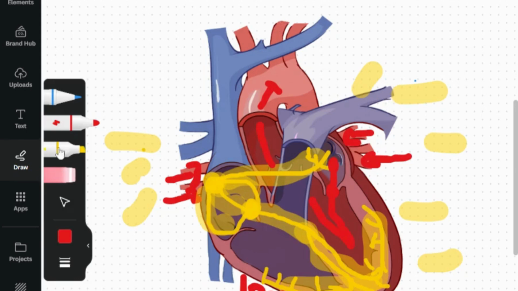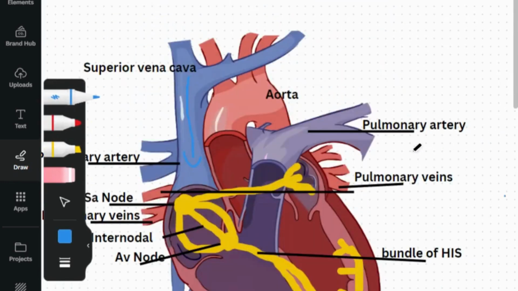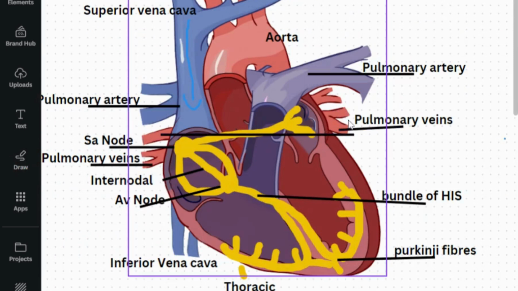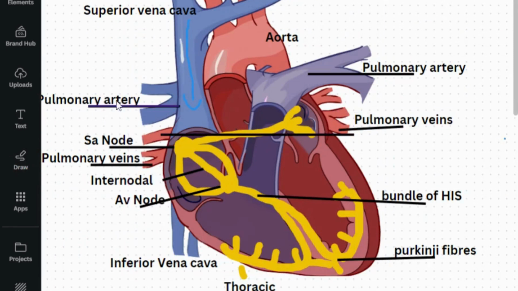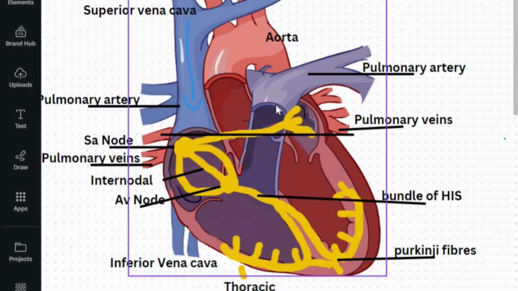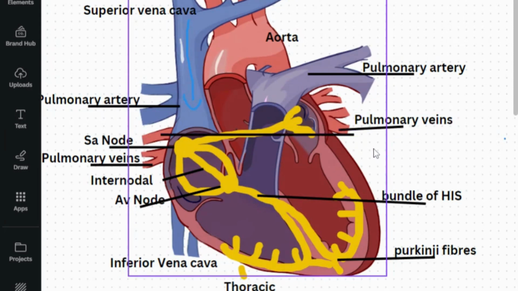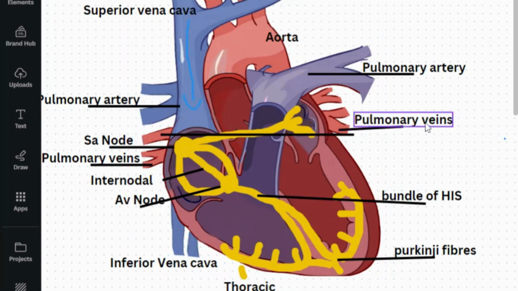Now, there's one important thing that I would like to note here. As you can see, the pulmonary veins are red and they carry oxygenated blood instead of deoxygenated blood, and the pulmonary artery carries deoxygenated blood instead of oxygenated blood like it normally would. This is the one exception to the rule. So it's important to remember that the pulmonary veins will carry oxygenated blood, even though veins typically carry deoxygenated blood, and the pulmonary artery will carry deoxygenated blood, even though arteries carry oxygenated blood.